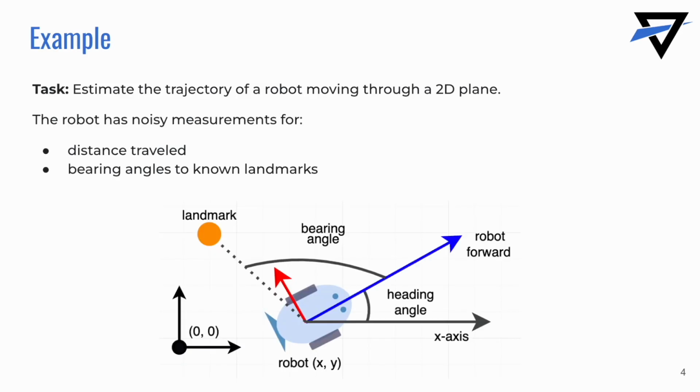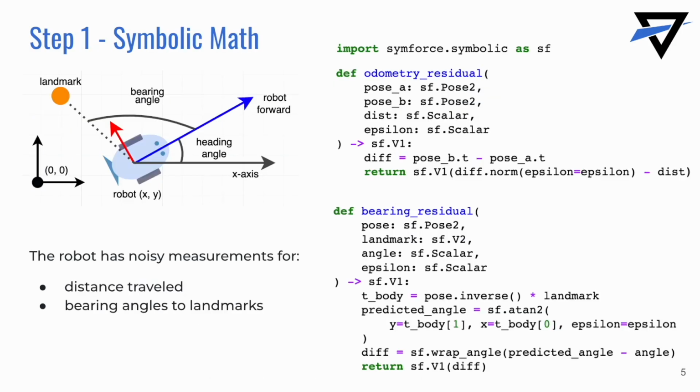Let's walk through this with a simple example of a robot moving through a 2D plane. The robot has noisy measurements for its distance traveled and bearing to the known landmarks in the scene. To begin, we write a residual function to model each of the sensor measurements. These functions output symbolic expressions, which can be explored, analyzed, and manipulated for rapid development. The top function computes the residual for distance traveled, and the bottom for the bearing angle to a landmark.